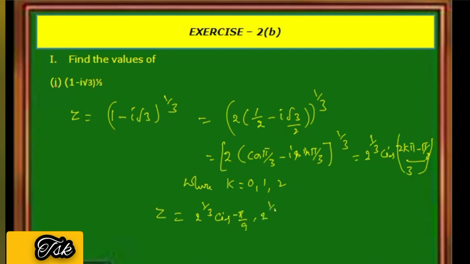Next, 2 to the power of 1 by 3 when k is equal to 1 is cis (2 pi minus pi by 3) by 3, that is 6 pi minus pi, which becomes 5 pi by 9. And then the next one, 2 to the power 1 by 3 when k is equal to 2, 12 minus 1, is cis 11 pi by 9. These are the 3 roots of the complex number (1 minus i root 3) whole to the power of 1 by 3.